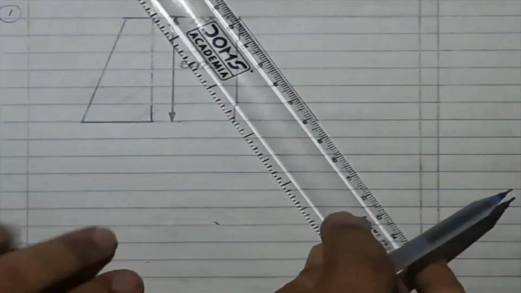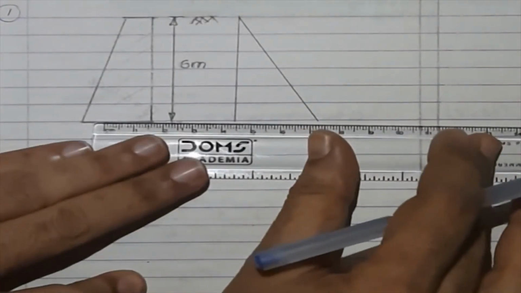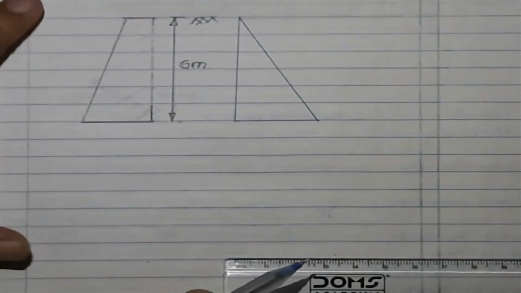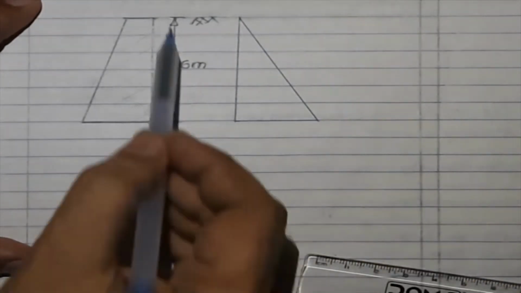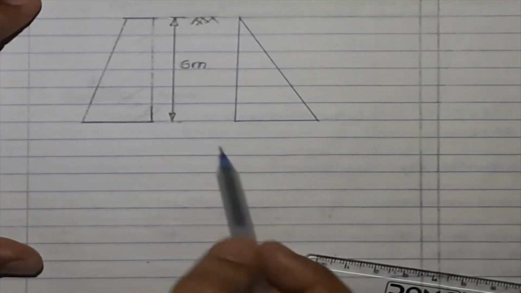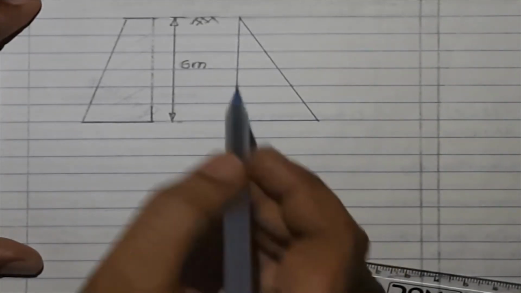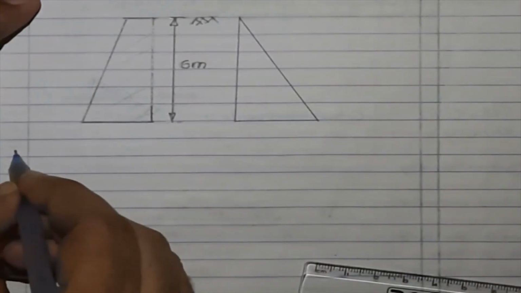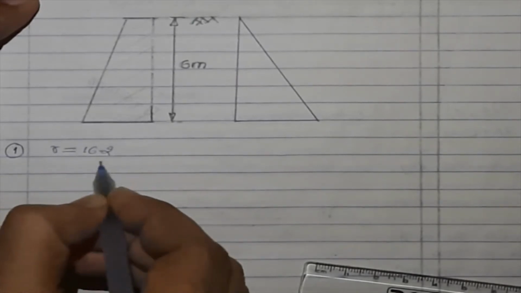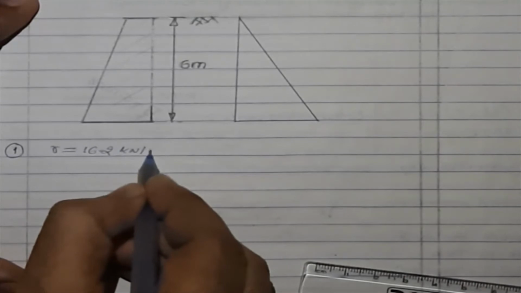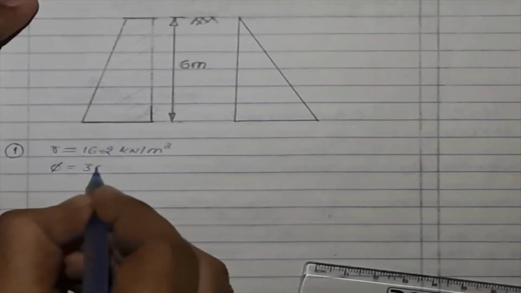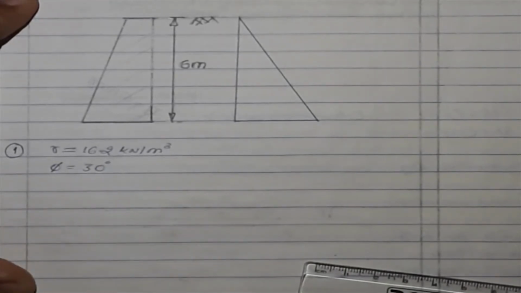It will be like this. Okay, this is the base of this pressure diagram. Height being 6 meter, the same height we have shown for this pressure. Thereafter, unit weight. What is the value of unit weight given in condition 1? In condition 1, unit weight is given 16.2 kilonewton per cubic meter. Value of phi, that is angle of internal friction, is 30 degree.